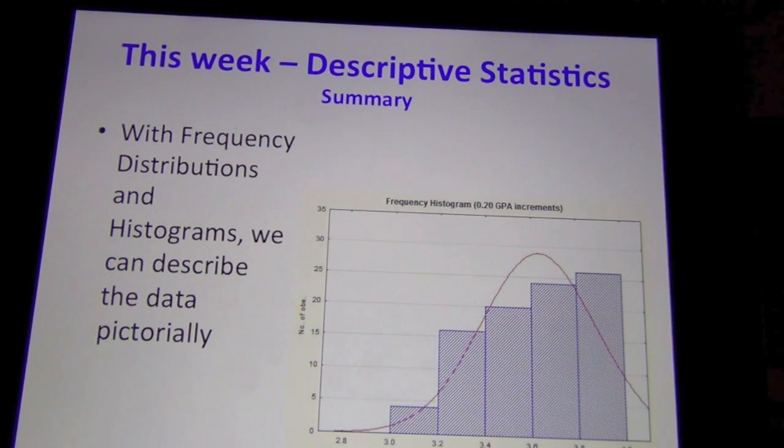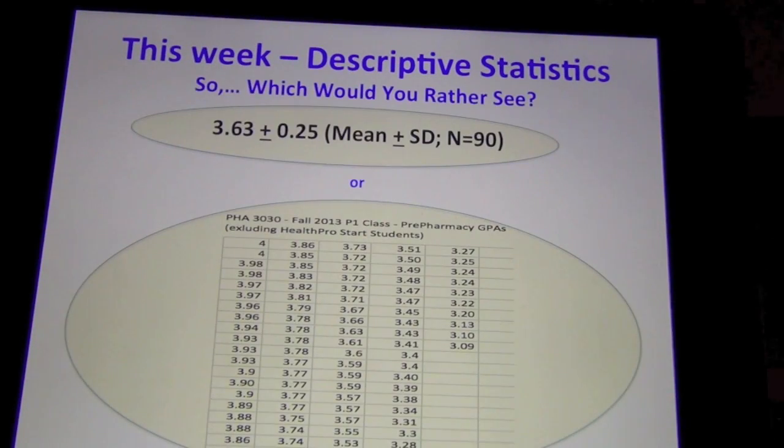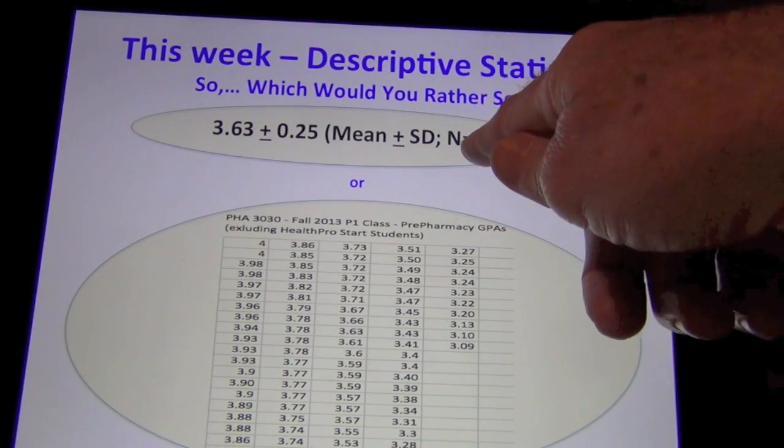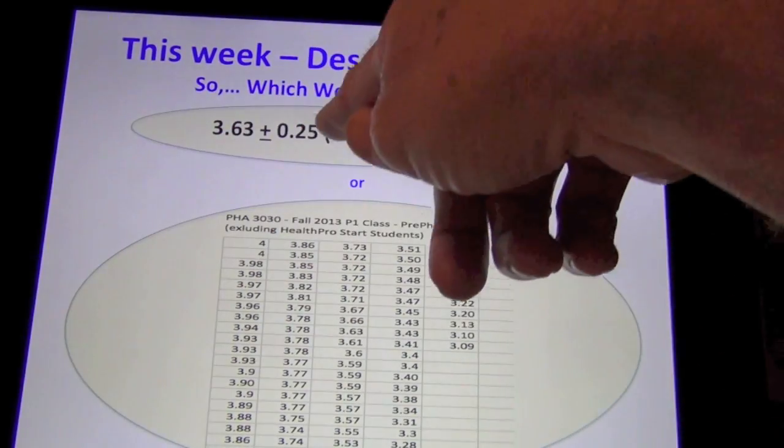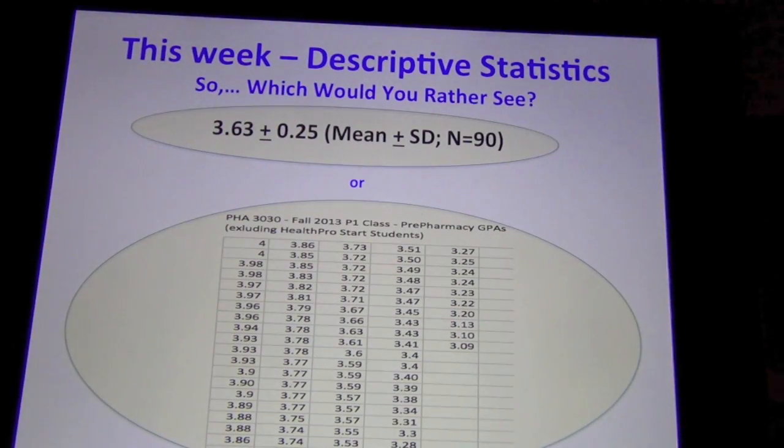But maybe you want a little more precision, or you don't want to look at it from a graphic perspective. And this is sort of the heart and soul of what descriptive statistics are. When I asked Dr. Wilhelm, can you tell me something about the GPA of the incoming P1 students last year? She could either give me a piece of paper with all the individual values, or she could say, well, there were 90 of them. The mean was 3.63, and the standard deviation was 0.25.